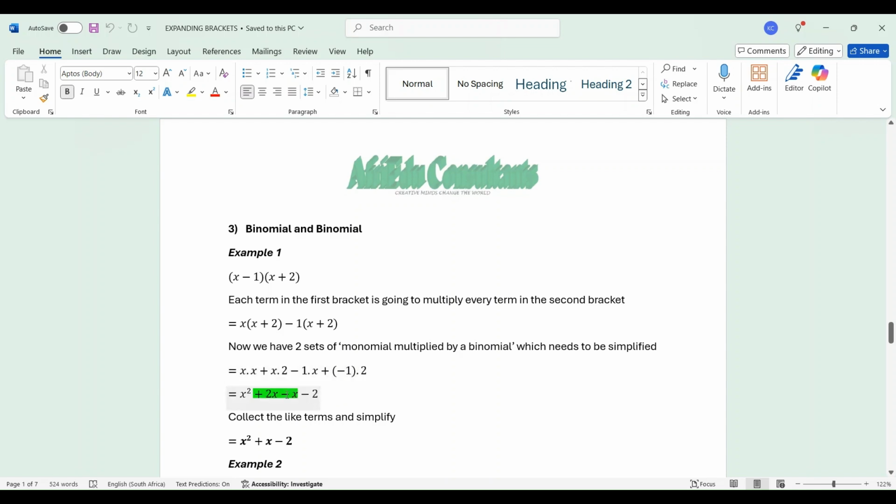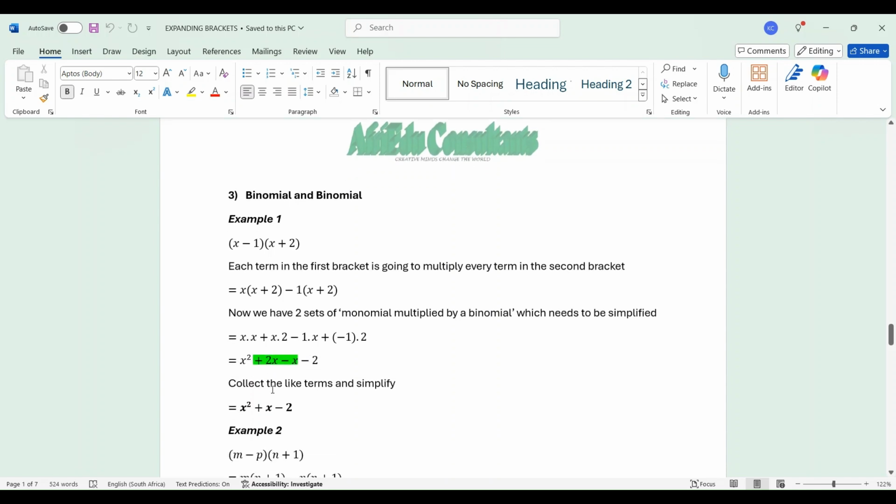But if we check the part which is highlighted here, these are like terms because they both contain x and the x's are raised to the same exponent, which is 1. We have to take note there. The x which is squared here is not like these x's because this first x is being raised to the power 2, but these other x's are being raised to the power 1. So that's why we highlighted that part in green. These represent like terms, so we have to simplify those like terms.